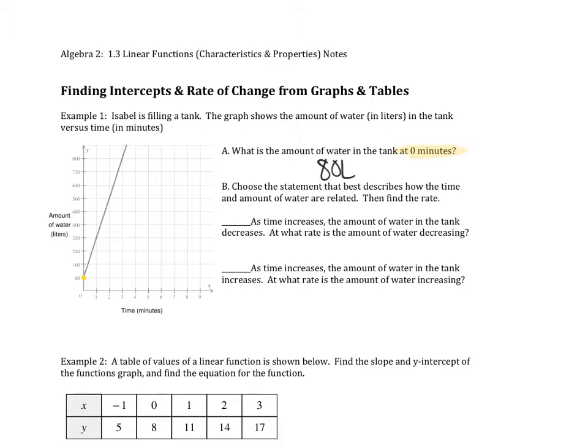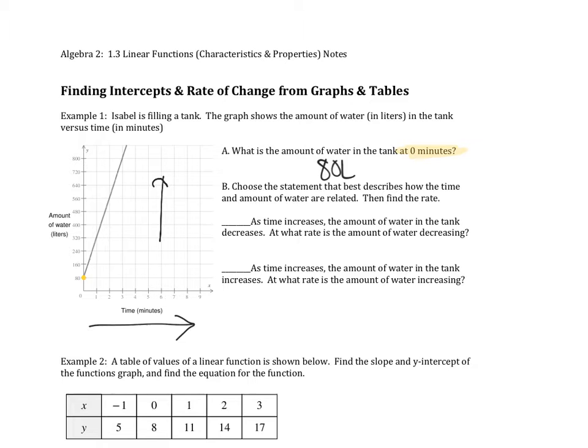Then it says to choose the statement that best describes how the time and amount of water are related. It's easy to tell how these are related based on the graph. If you're looking at the graph from left to right, what's happening? As time increases, as the time goes up, what's happening to the amount of water in the tank? Well, the amount of water in the tank is also going up because it's increasing from left to right.